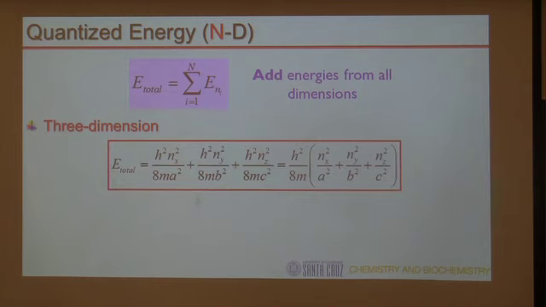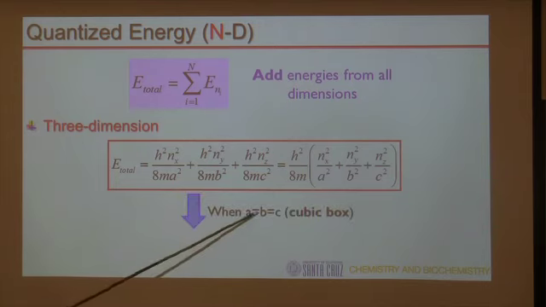Clear about that? One of your homework problems asks you to write the energy expression for a particle in a 2-dimensional box. In a 2-dimensional box, you just figure out each energy expression in one dimension, and then you add the 2 together. Simply, you add all energy terms together and it gives you the total energy expression.